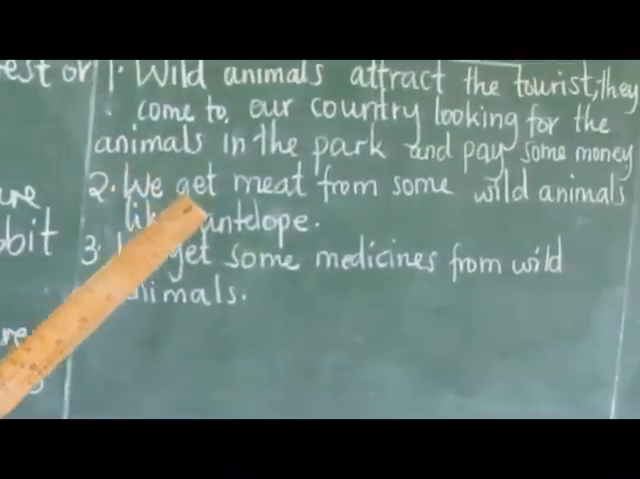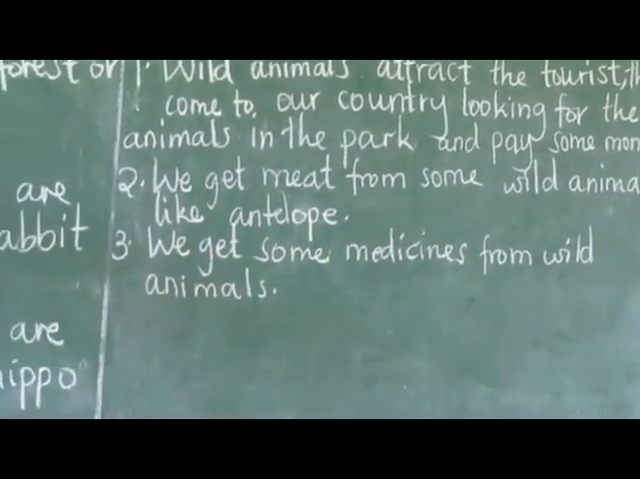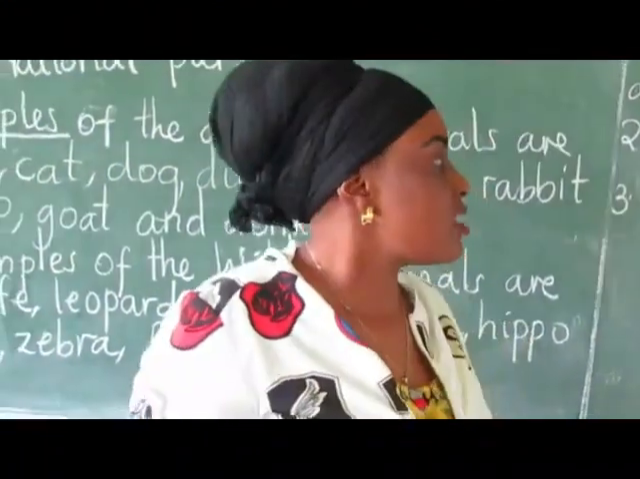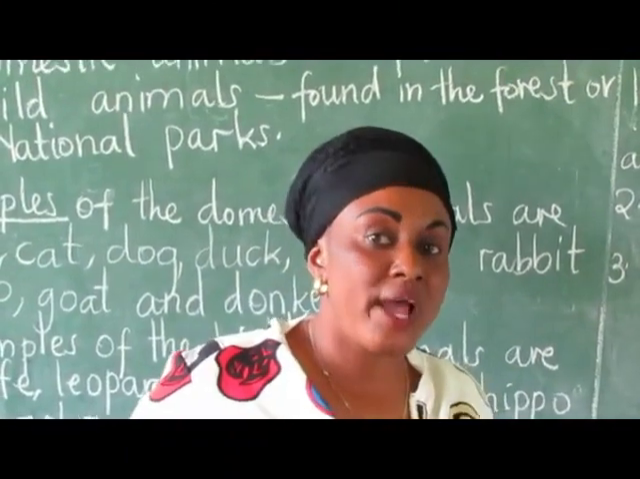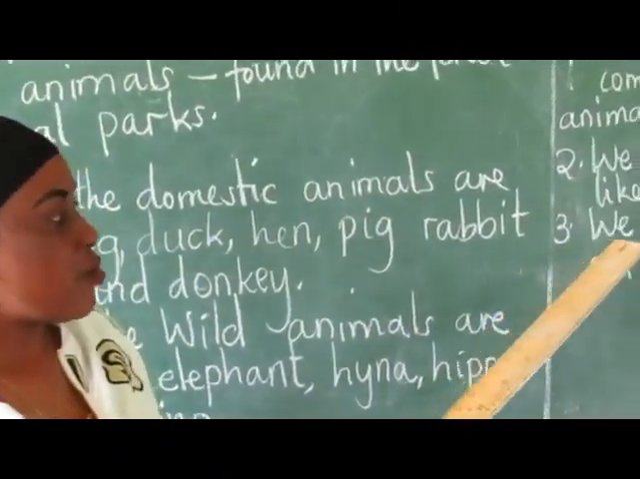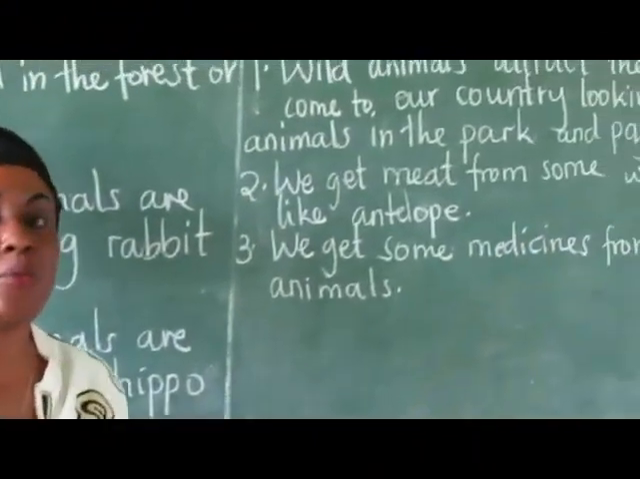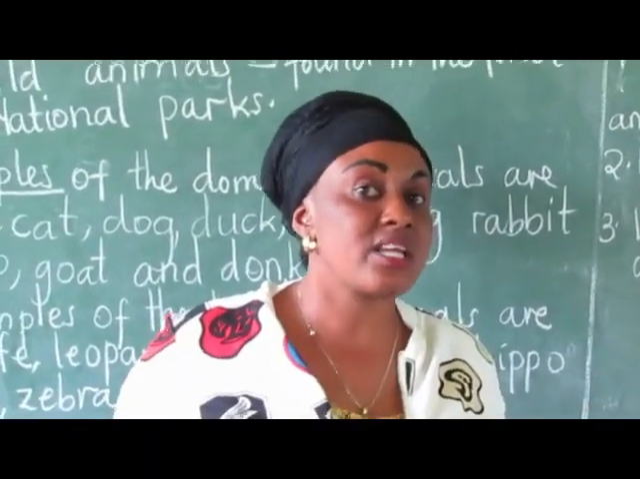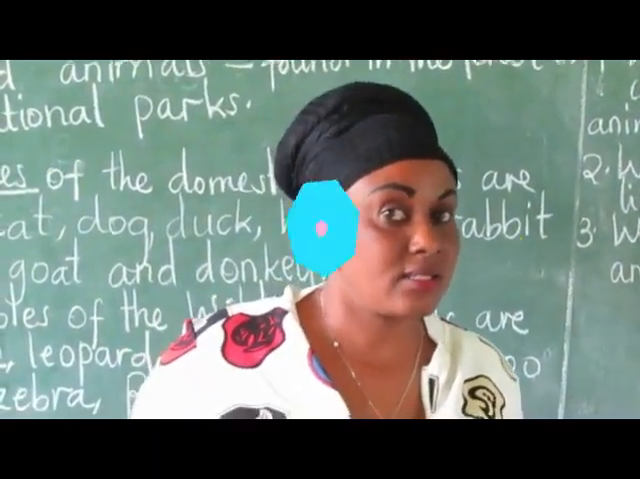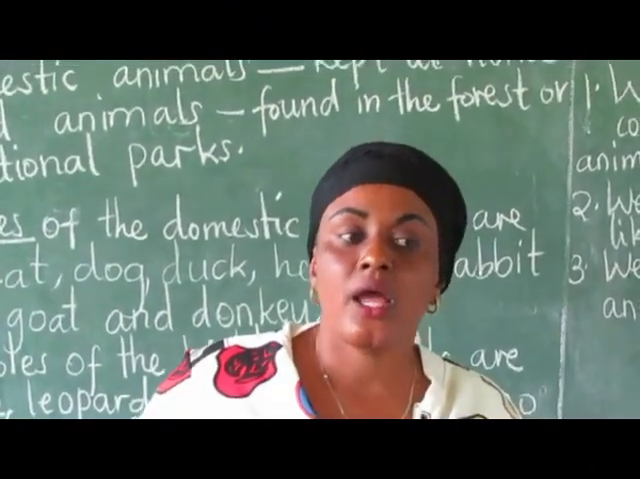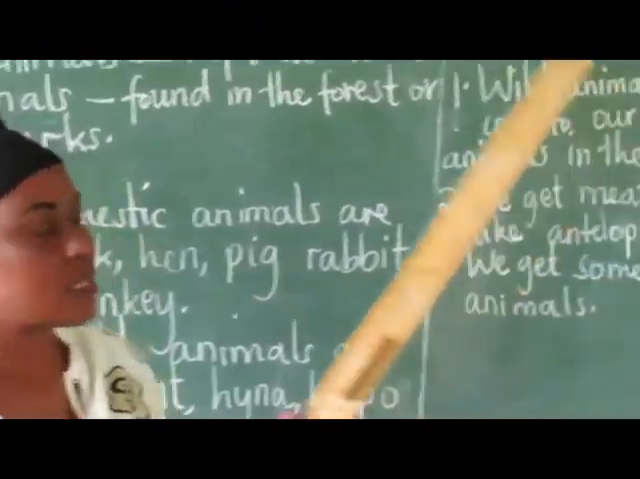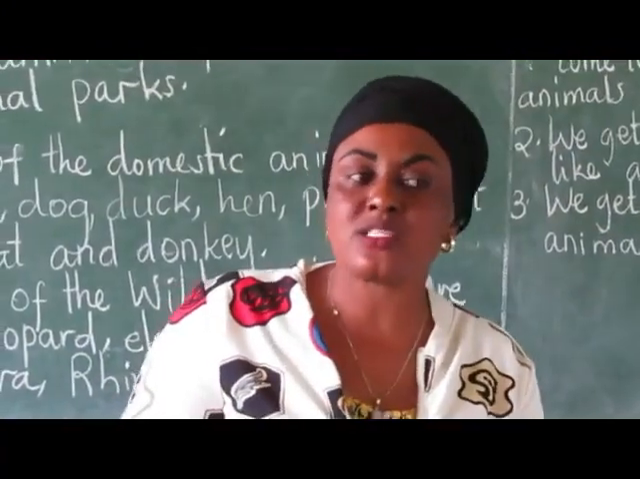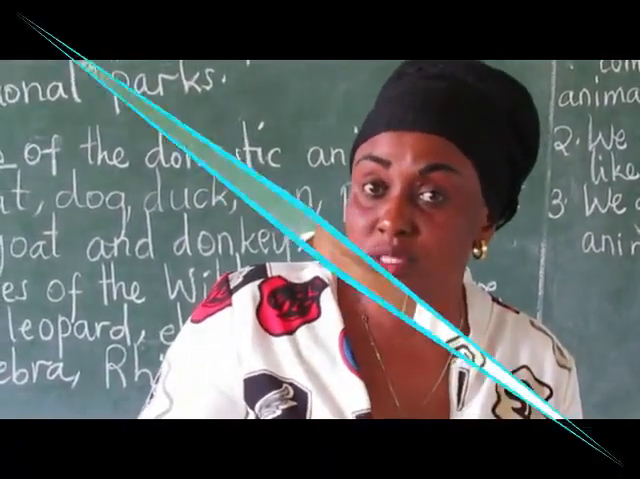The second one, we get meat from some wild animals like the antelope. We get meat from the antelope. This is an example of a wild animal. The third one, we get some medicines from wild animals. Some wild animals which live in the forest give us some medicines. Are we together, class? Okay, you have to remember this, the benefits which we get from domestic animals and the ones which we get from wild animals.